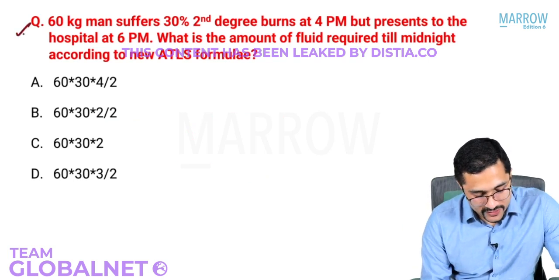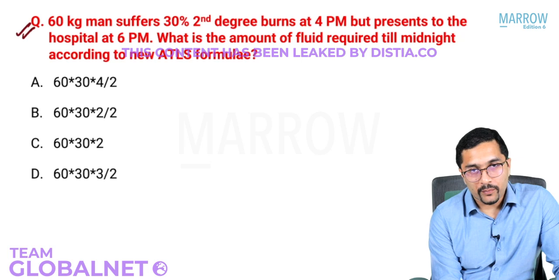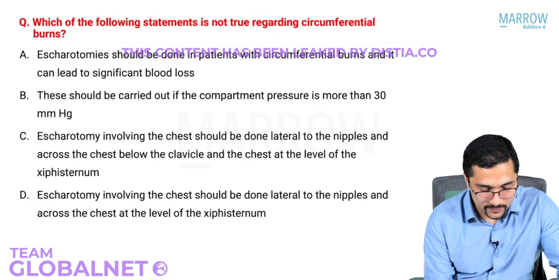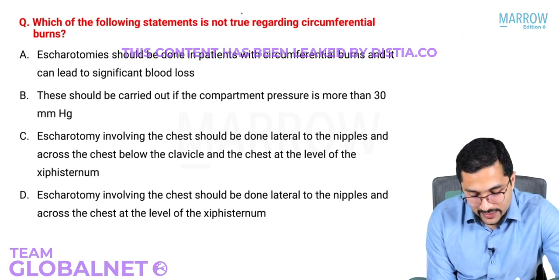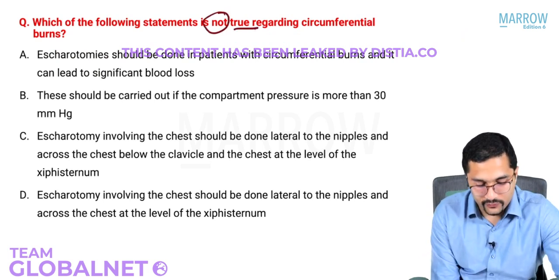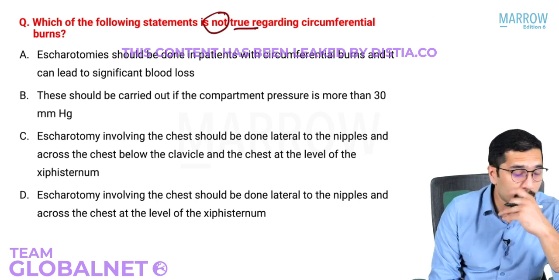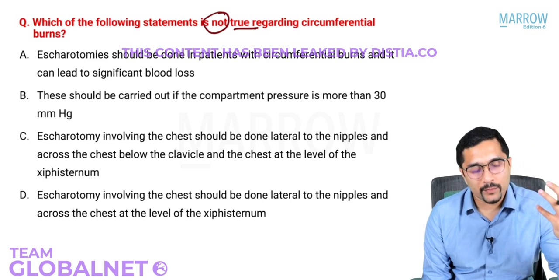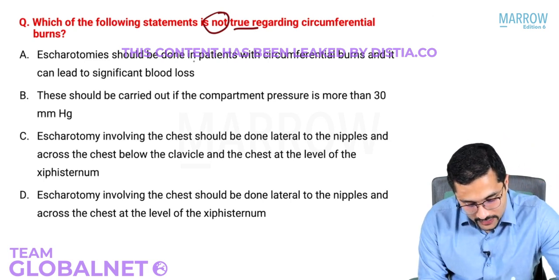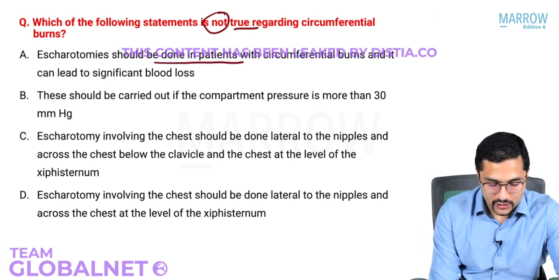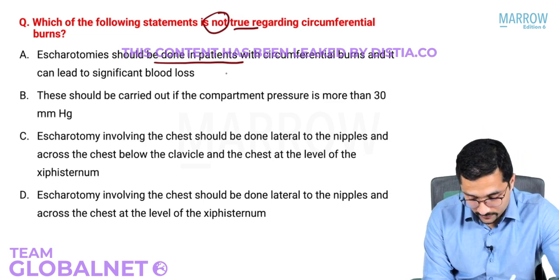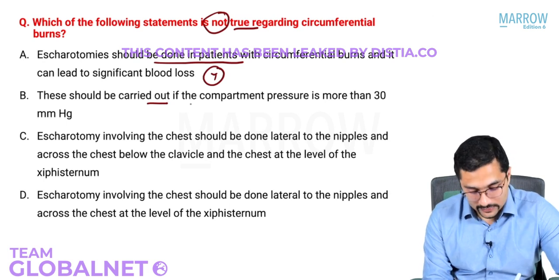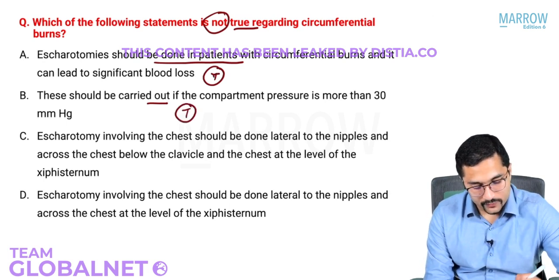This question I've already told you about the man who got burnt, and I've told you how to calculate the requirement in these patients. Which of the following statements is not true regarding circumferential burns? This was a neat super specialty question which I want to cover because sometimes these questions are asked in the PG exam as well. Escharotomy should be done in patients with circumferential burns and it can lead to significant weight loss. This is correct. This should be carried out if the compartment pressure is more than 30. Yes, this also I've told you.